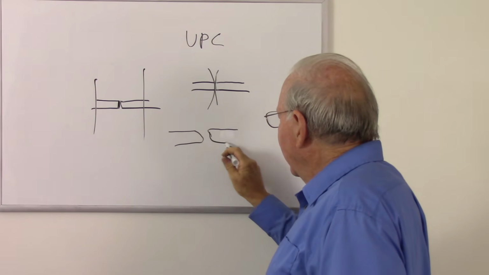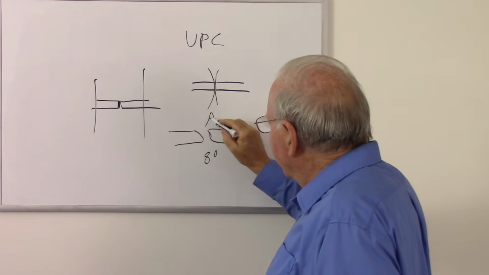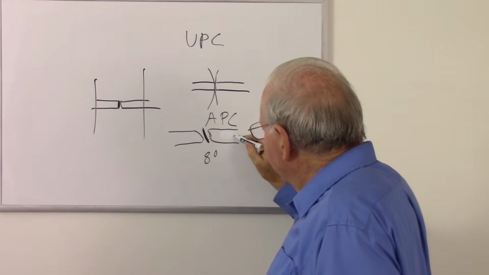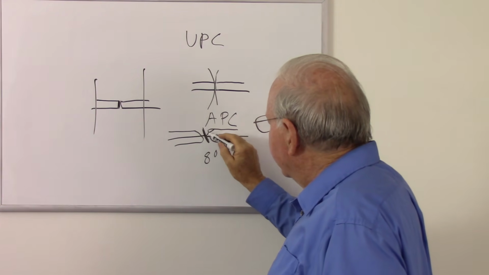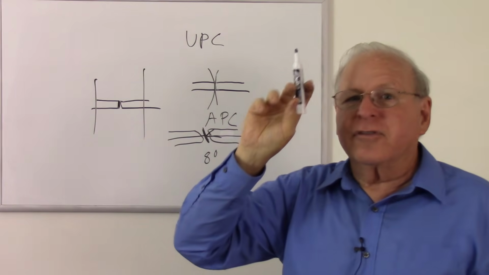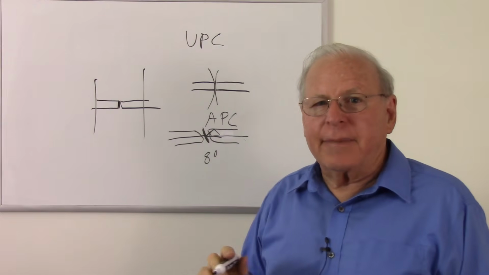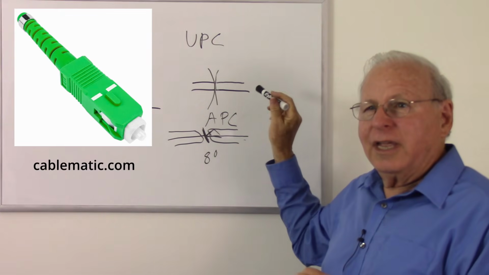More angled. And that angle is 8 degrees. So that's APC. What that does is, when they come into contact, any light hitting here, if it goes through, it goes through. But if it reflects at an angle high enough that it's greater than the critical angle, out it goes and doesn't reflect back through the fiber. So that's what an APC connector is, and that is green.